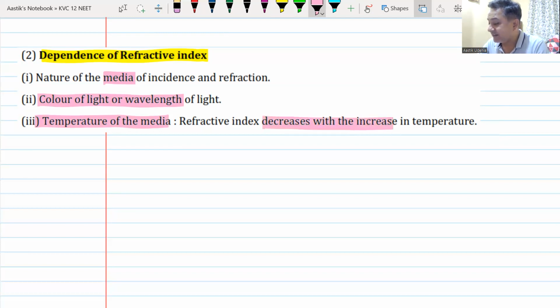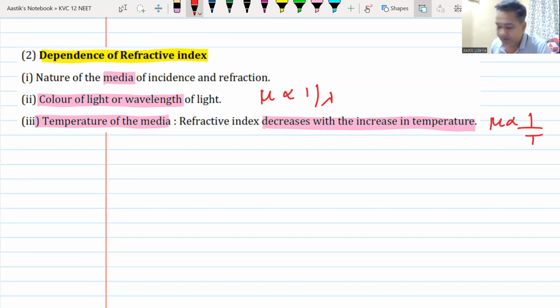Refractive index decreases with increase in temperature, so it is inversely proportional to the temperature. You can write it in short. Refractive index is inversely proportional to, I should not write r, I should write mu. Sorry for that. Mu is inversely proportional to wavelength. Mu is inversely proportional to temperature. Do you understand this? Yes, sir.